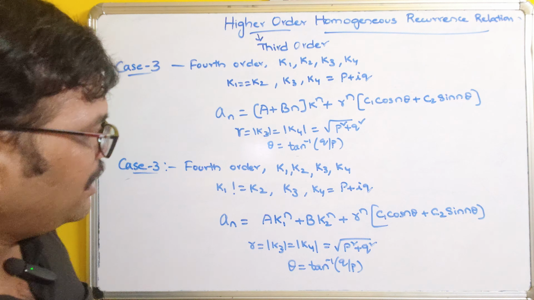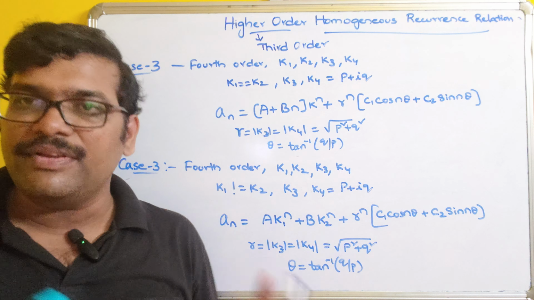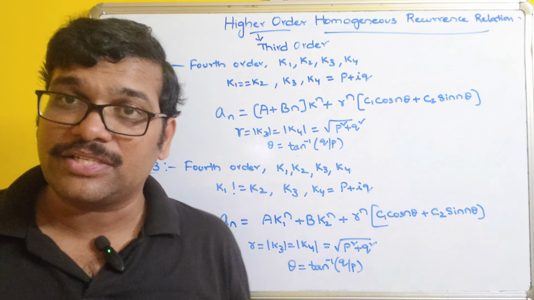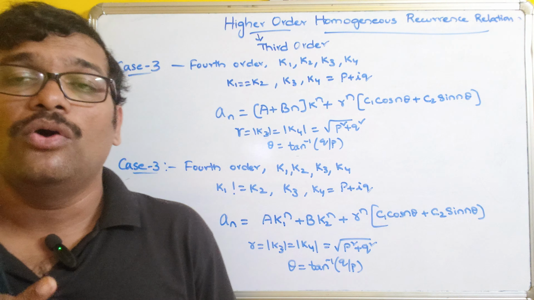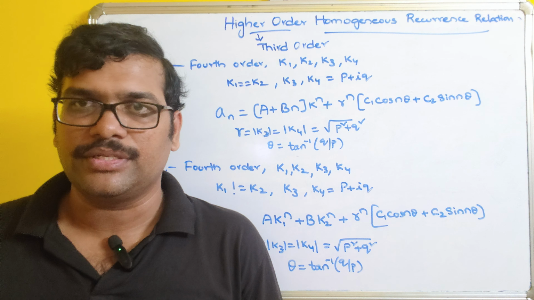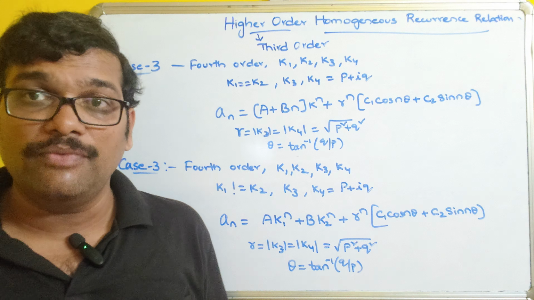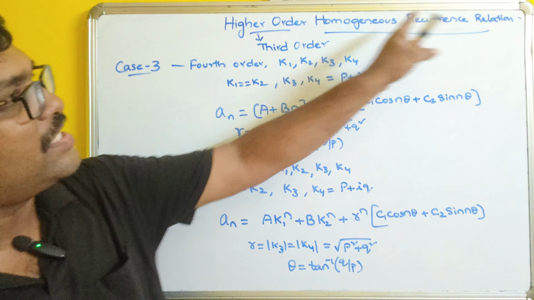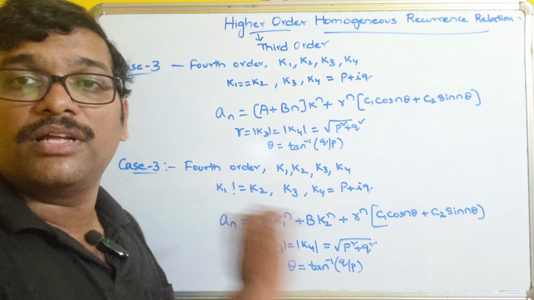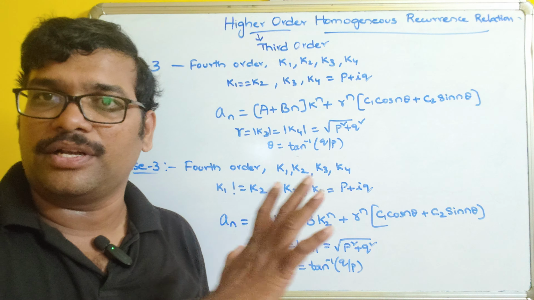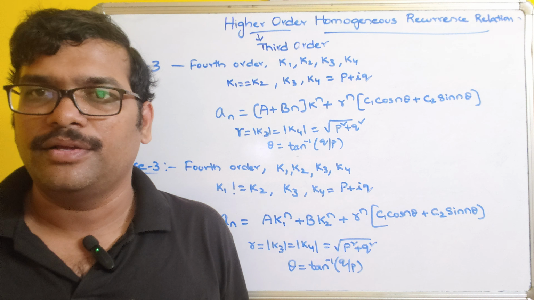Please visit the previous sessions, that is how to solve the first order and particularly how to solve the second order homogeneous recurrence relations. And remember once again, all these formulas are for solving homogeneous recurrence relations. If the recurrence relation is non-homogeneous, these formulas are suitable but not sufficient.